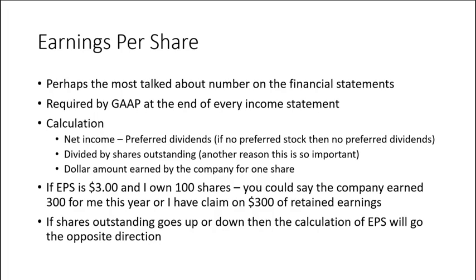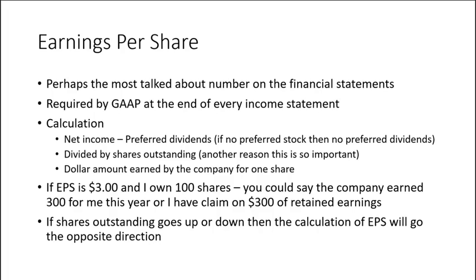We take the net income, we subtract preferred dividends. If you have no preferred stock and no preferred dividends, you can skip that step. And then divide by the shares outstanding. Remember that we know what shares outstanding are: the shares issued minus the treasury stock. That number, the shares outstanding, is extra important because of this calculation, earnings per share.